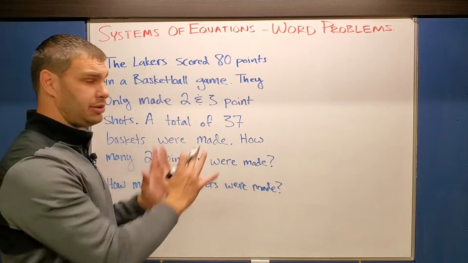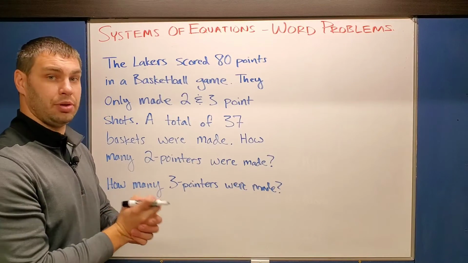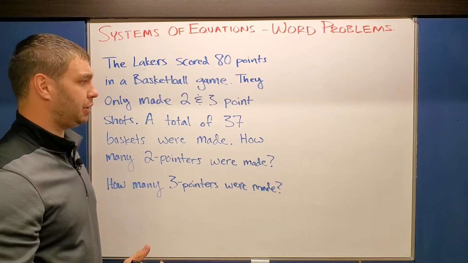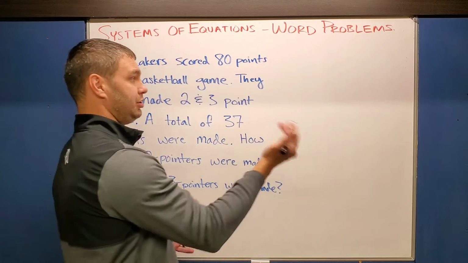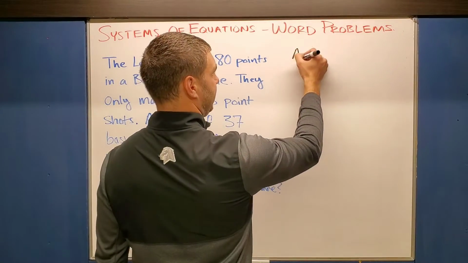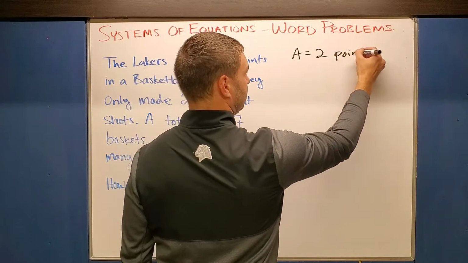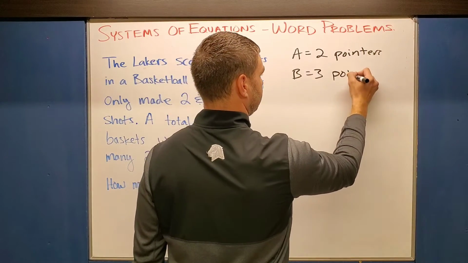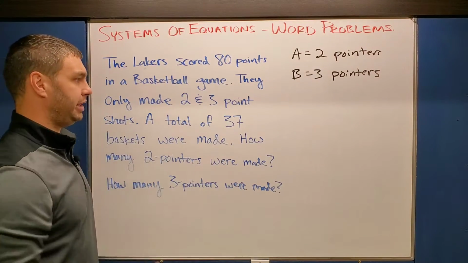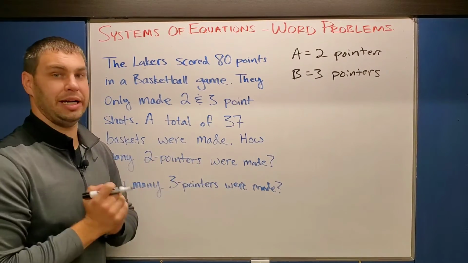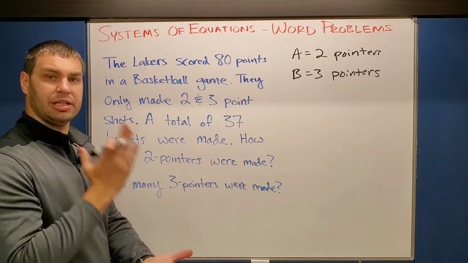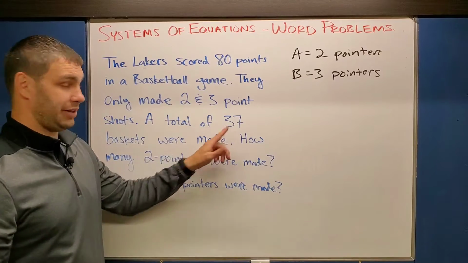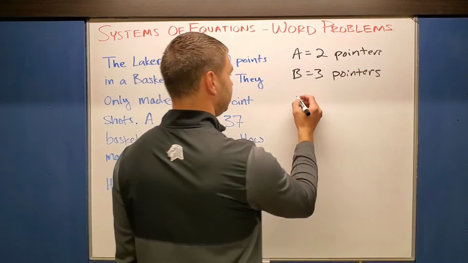For our first equation, almost every single word problem is going to have some sort of physical item you can pull out of that word problem. In this case, baskets made. So I'll say that A is our 2-pointers and B are our 3-pointers. So we're using A and B here. My first equation is going to be the physical item I can pull out, which means if I add A plus B, every time the ball goes through the hoop, it's going to count as a basket. And we know there's 37 of those made, so I can say A plus B equals 37.